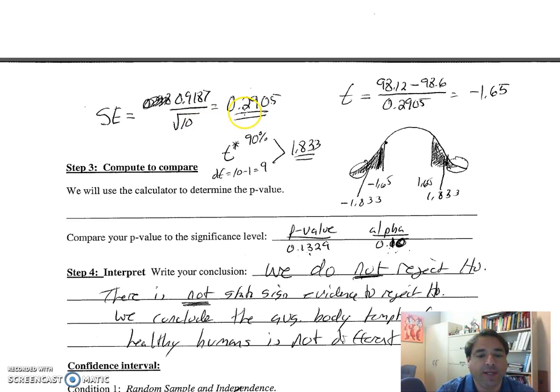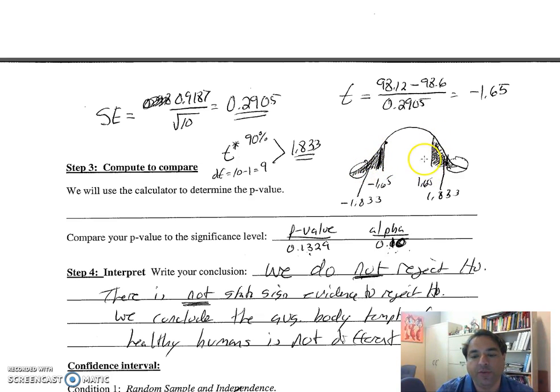Now, to find our SE, it's the standard deviation, 0.9187, divided by the square root of n, which is 10. You get 0.2905. To find our t, it's 98.12 minus 98.6 divided by 0.2905, which gives us negative 1.65, which would be about here. But because we're doing not equal to, we have to check both sides. So we have negative 1.65 and positive 1.65.